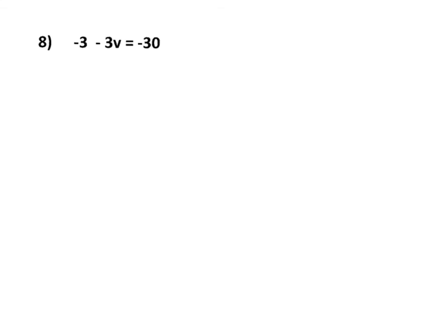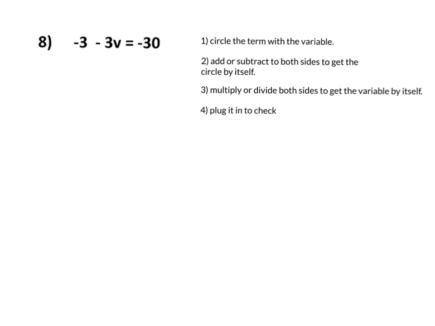Alright, number 8. Let's go through the steps. Step 1, circle the term. Now there's a negative out in front, so we'll include it. Step 1 is done. Step 2, add or subtract to get the circle by itself. How do I get rid of a -3? The inverse of -3 is +3. I'm going to do that to both sides. I get -3v is equal to a -30 plus 3 is -27.